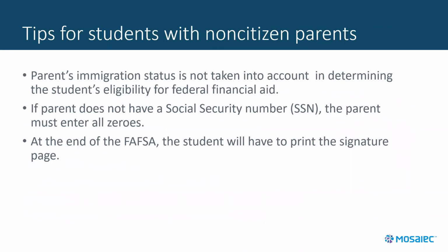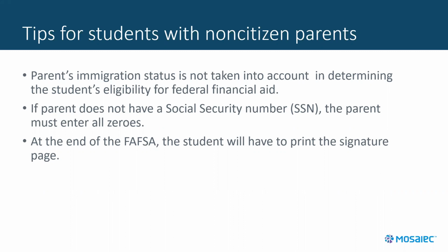Now, if you are a U.S. citizen or eligible non-citizen, but your parent is not, then this will be helpful for you. You will still have to include parent information, even if your parent does not have a Social Security number. A parent's immigration status is not taken into account in determining the student's eligibility for federal financial aid. Again, if your parent does not have a Social Security number, then the parent would enter all zeros for their parental data, so it would be all zeros and then all of their other personal information.